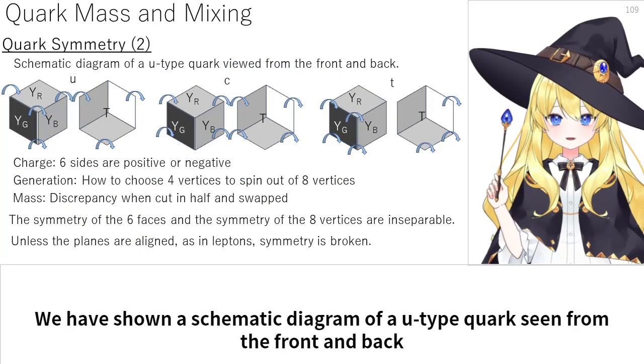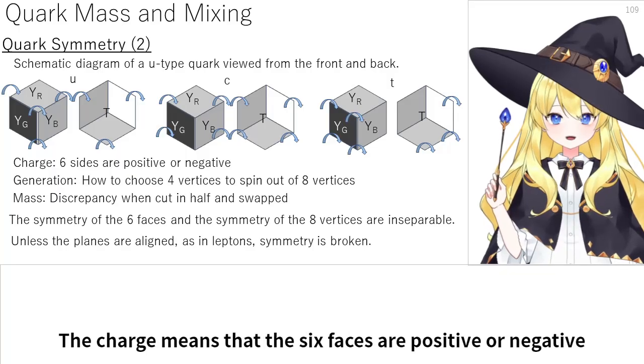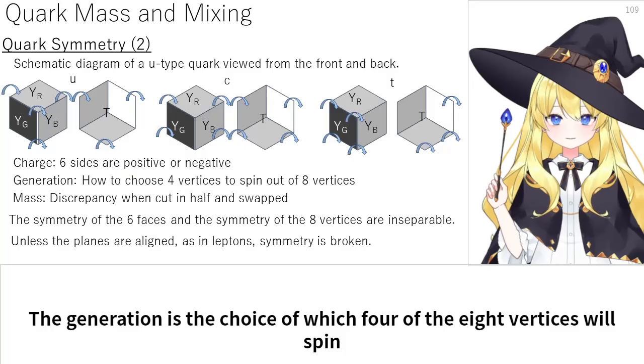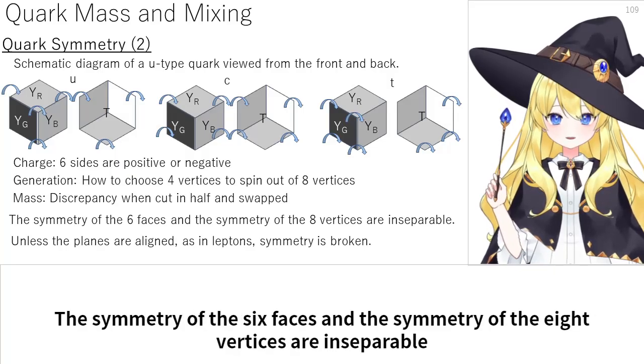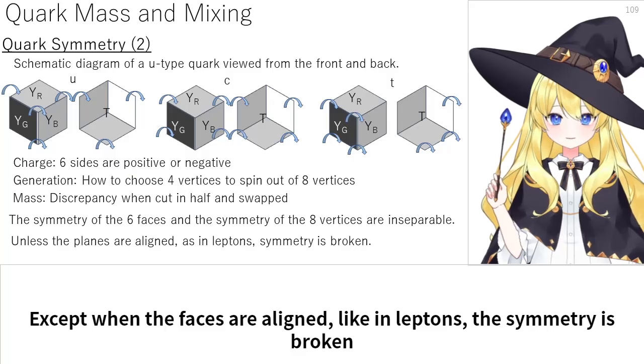We have shown a schematic diagram of a U-type quark seen from the front and back. The charge means that the 6 faces are positive or negative. The generation is the choice of which 4 of the 8 vertices will spin. The mass is the discrepancy when the quark is cut in half and swapped. The symmetry of the 6 faces and the symmetry of the 8 vertices are inseparable. Except when the faces are aligned, like in leptons, the symmetry is broken.